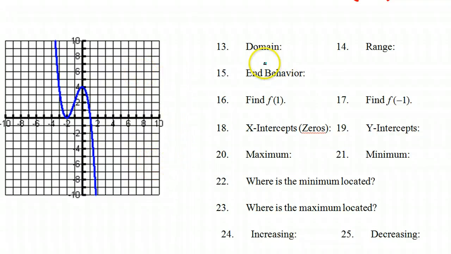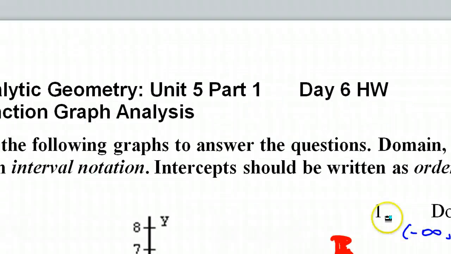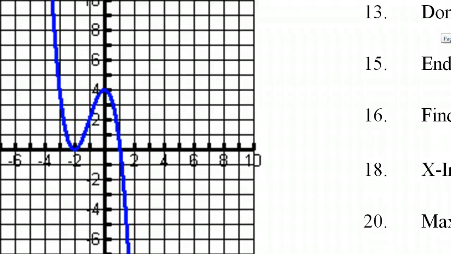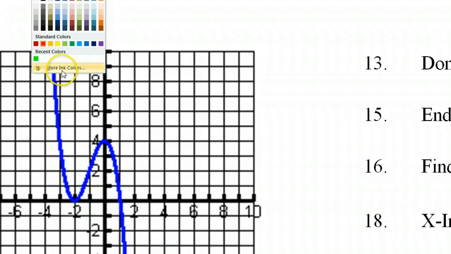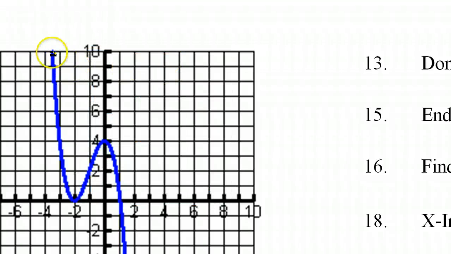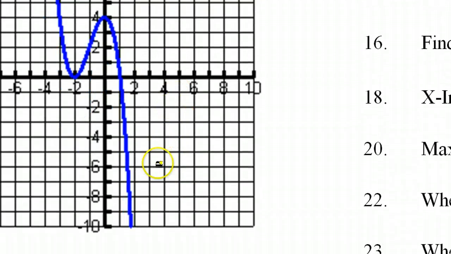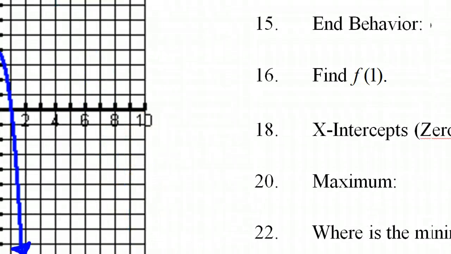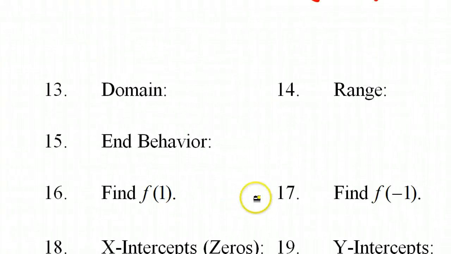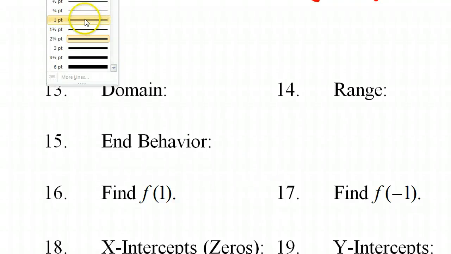So here we go. First of all, the domain. You can probably see that this graph goes left forever and it goes right forever. When there's no arrow on here, you're supposed to assume that it goes forever. When it goes right to the edge of the graph like that, you're supposed to assume that it keeps on going in that way. Okay, so because of that, this goes to the left forever and it goes to the right forever. Therefore, the domain is negative infinity to positive infinity.